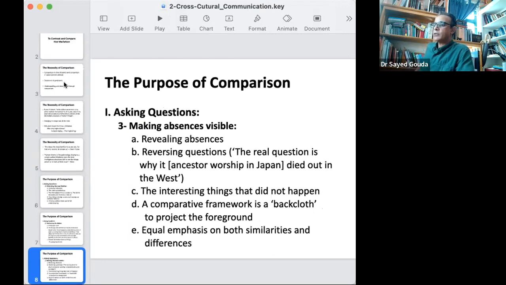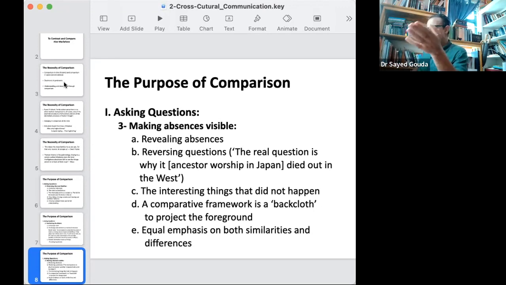This is making absences visible, revealing absences, meaning whether we talk about our society or about a foreign society, when we try to make any comparison, we always should ask about the things that do not exist in that society, not only about the things that exist in the society and the things that we experience, but we also should ask about the things that do not exist at all, or existed at a certain time and then ceased to exist. For example, this reversing of questions.